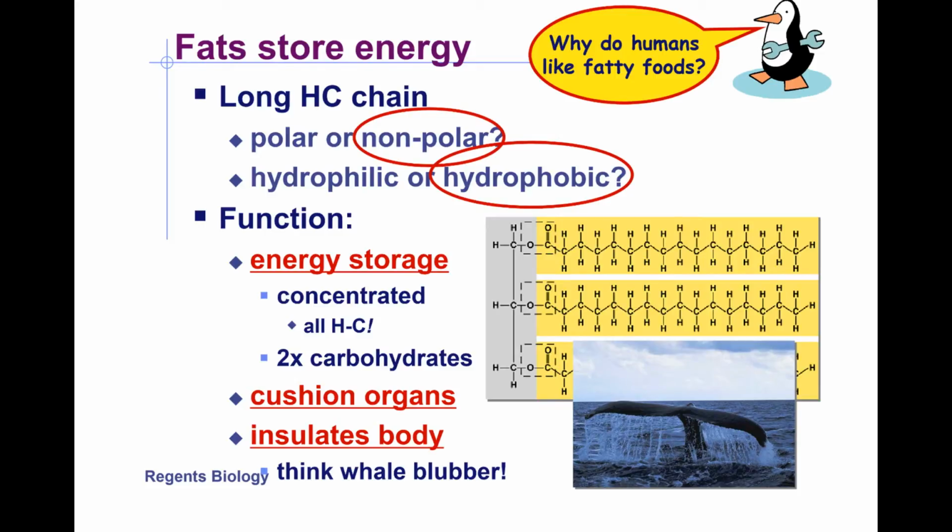They also help to insulate your body. Now, not us so much, but think of organisms that live in really cold climates, like seals or whales that live in the Arctic or the Antarctic, and swim in really cold water. They have to have a way to keep their internal structures warm so that they can survive. And that's what blubber does. That's what fat does. It traps in that internal heat.